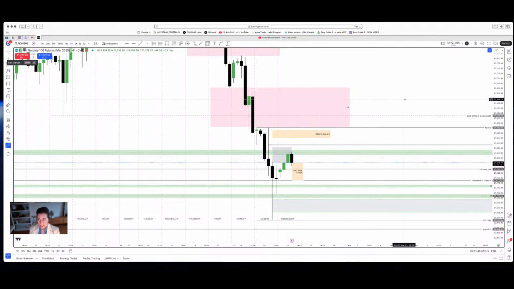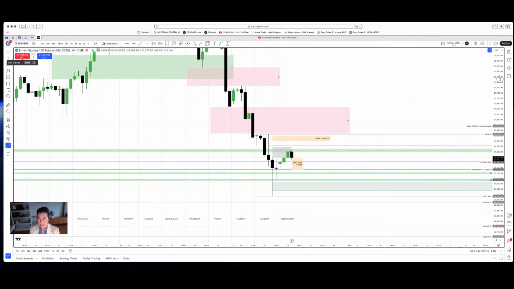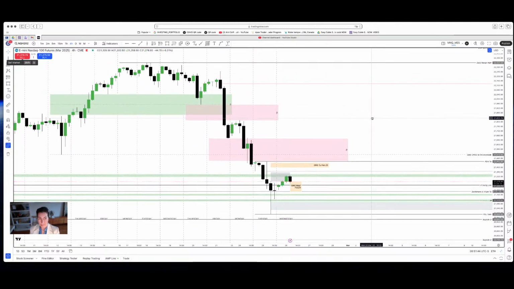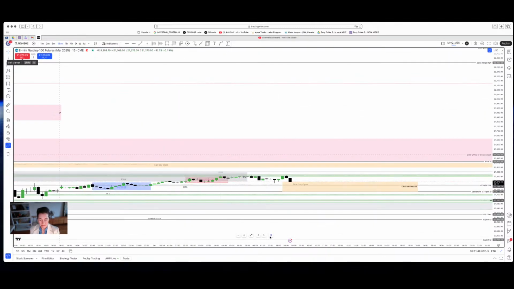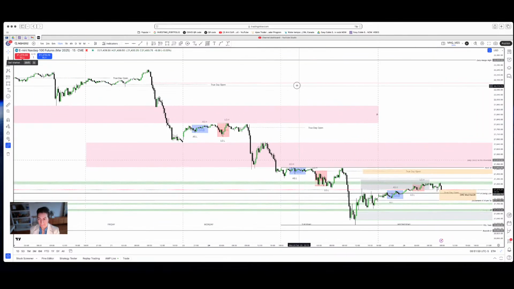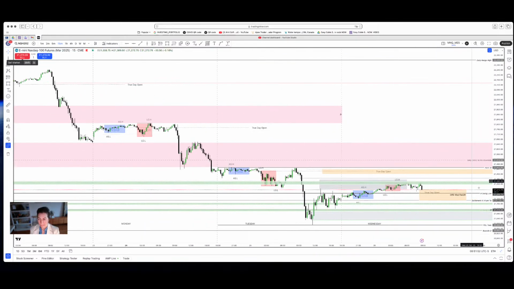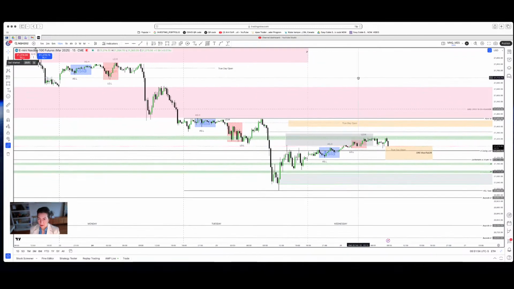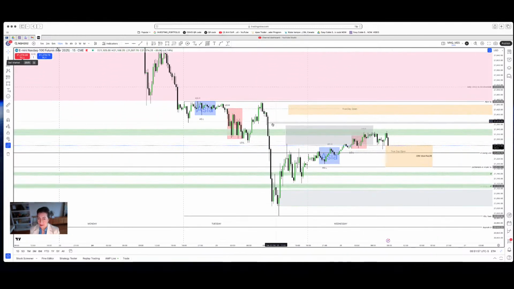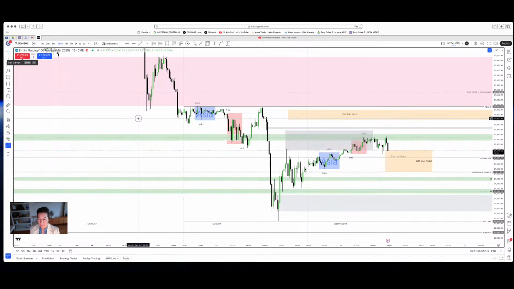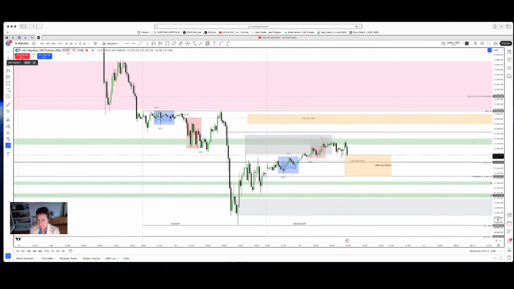Optimal trade entry, I've left that on my chart from last night. I'll show you where I get that from. Let's go down to the 15-minute. Optimal trade entry is one of ICT's strategies. OTE stands for optimal trade entry, so I'll just call it OTE.